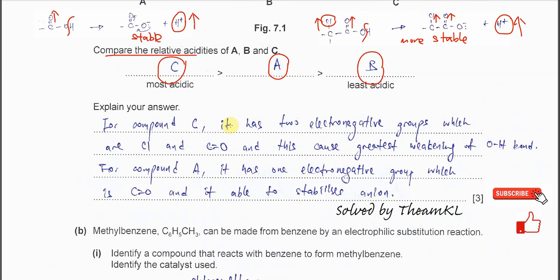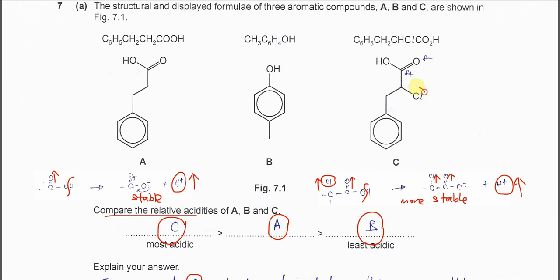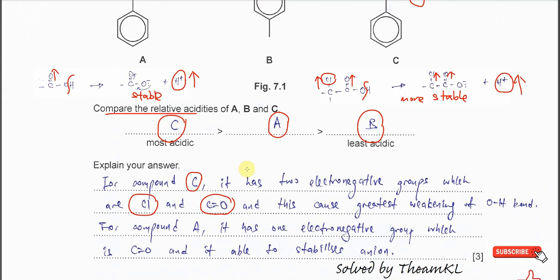Compound C is the one with one chlorine and the carbonyl group, so it's the most acidic one. Because compound C has this group and this group, it is the most acidic one, and we say that it causes the greatest weakening of the OH bond. The OH bond is weakest in compound C, so it's easier to break.